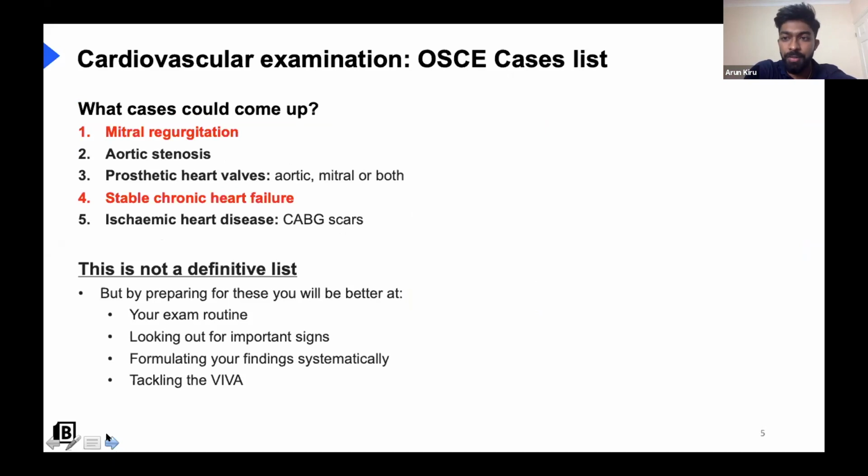They aren't a definitive list, but they're very common, they're very generic, and it's very easy for medical schools to find these patients. They're usually very stable chronic patients. We're going to cover the ones in red. The ones in black have been covered in a previous lecture.